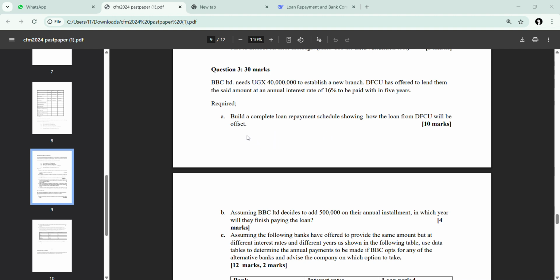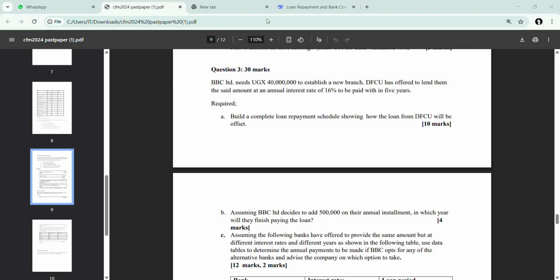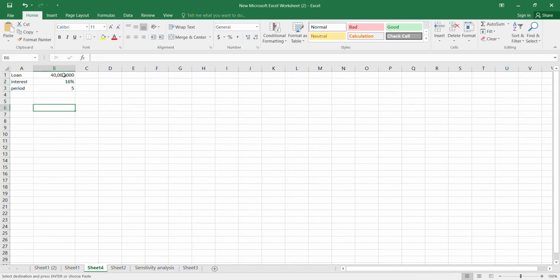As per our previous videos, we can construct the loan repayment schedule, or the loan amortization schedule. So we shall start with that. Let's go into our Excel. They're telling us it's getting a loan of 40 million, interest rate of 16%, and it's to be paid for 5 years. So our period is becoming 5 years.